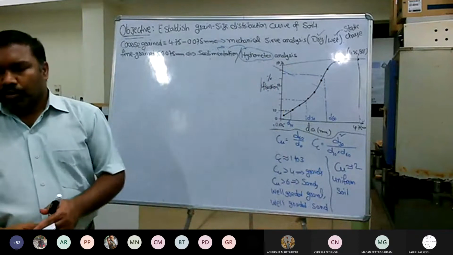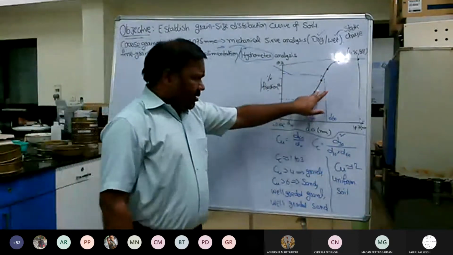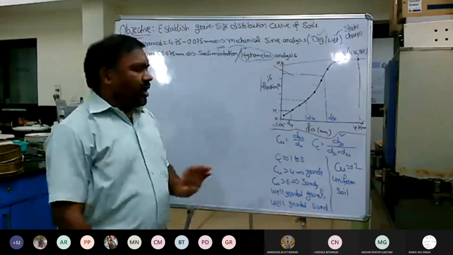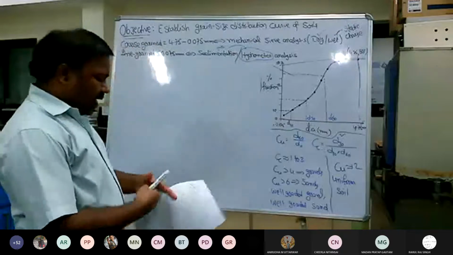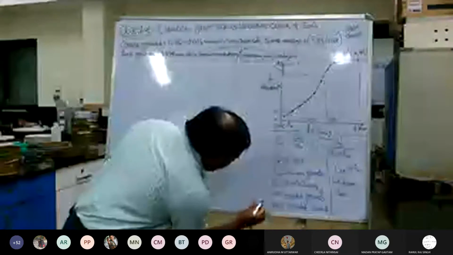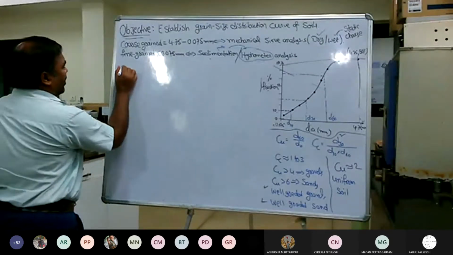Okay, so now the most important point comes. Once the gradation curve has been established, you are asked to classify the soil, whether the given soil is well graded gravel or well graded sand. You need to classify it.